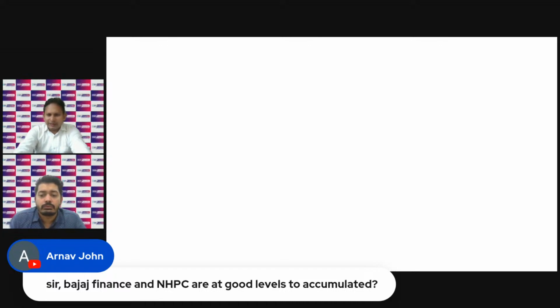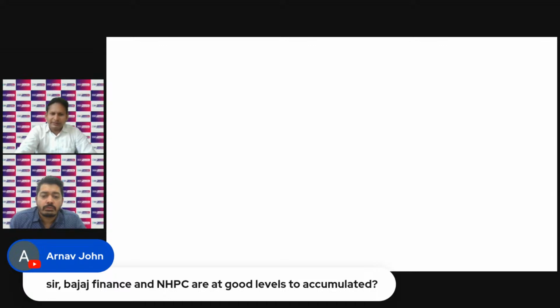Sir, Bajaj Finance and NHPC are at good levels to accumulate. Yeah, fundamentally, I think Bajaj Finance continues to do well, but again trading at an expensive valuation. And the pace of growth in Bajaj Finance has reduced because we have to understand that the company has become significantly big in terms of loan size, the loan book size, and that is the reason we are seeing the pace of growth has reduced. But again, it's a portfolio stock, can be looked upon from a long-term perspective.